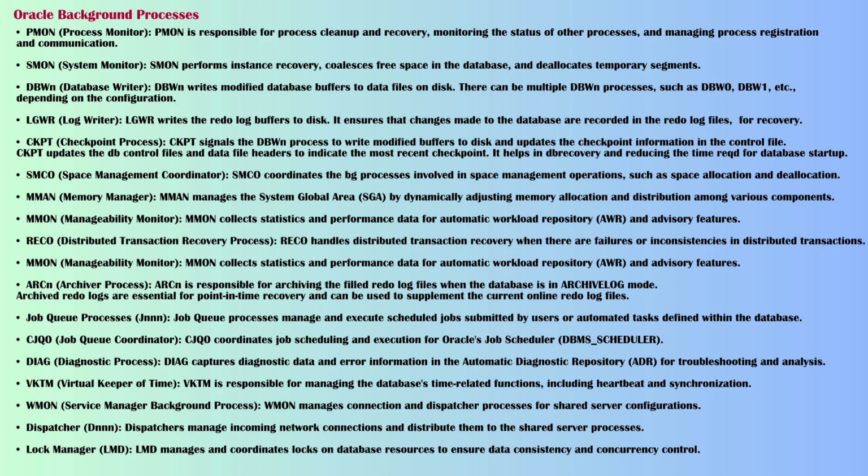ARCn, Archiver Process. ARCn is responsible for archiving the filled redo log files when the database is in archive log mode. Archived redo logs are essential for point-in-time recovery and can be used to supplement the current online redo log files. Job queue processes. Jnnn job queue processes manage and execute scheduled jobs submitted by users or automated tasks defined within the database.